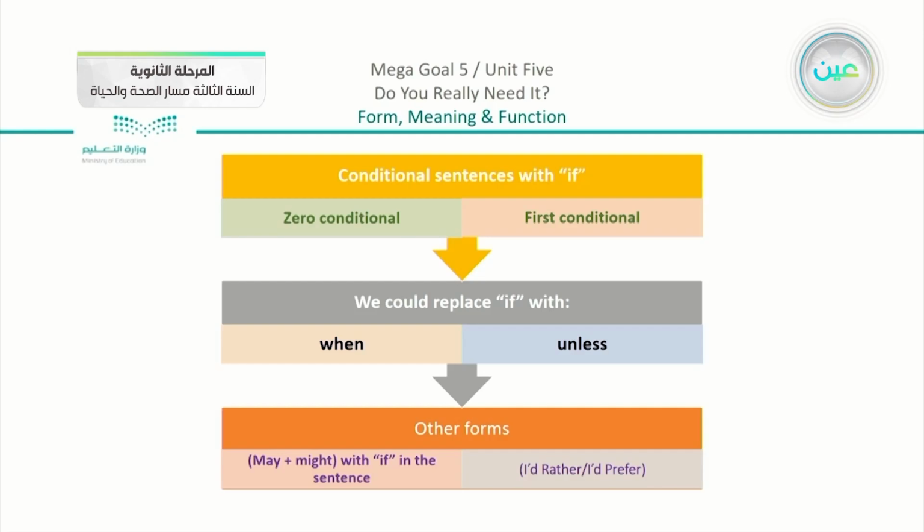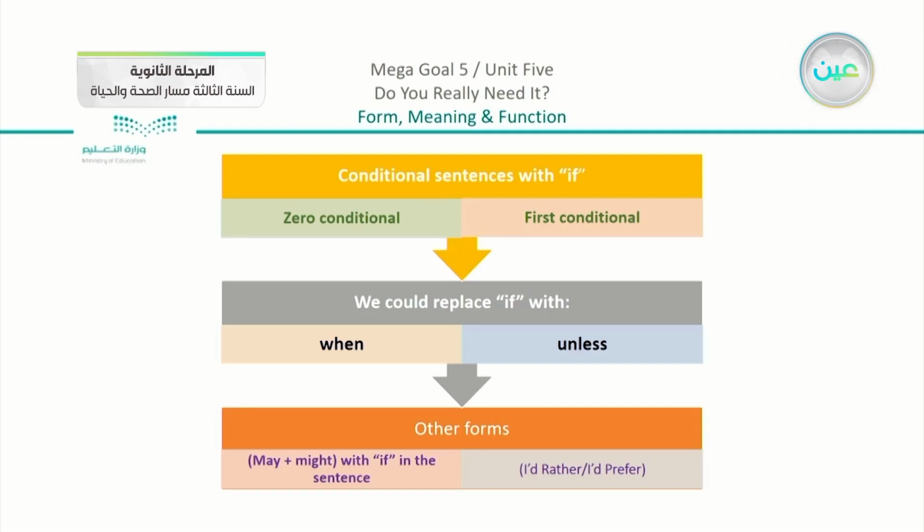You can see that we talked about conditional sentences with if. We took two types. We took the zero conditional and also the first conditional. And after explaining each structure here, we said that we could replace if using either when or unless in the sentence, but don't forget that when we use unless, the sentence has to have a negative meaning. And we also used other forms.